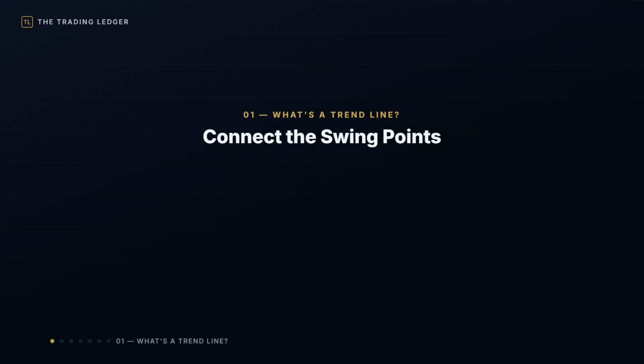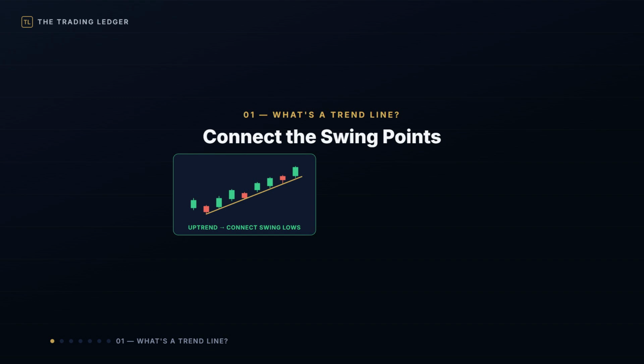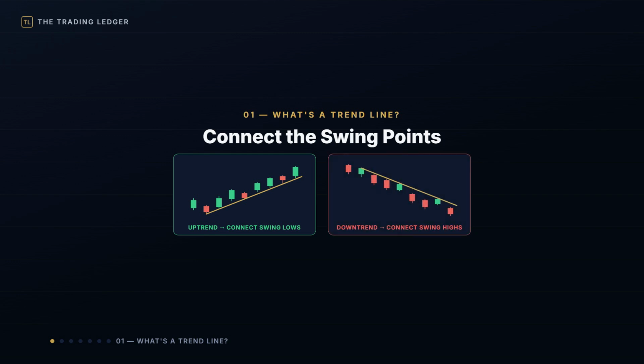A trend line is just a straight line connecting a series of swing points, the points where price clearly turned. In an uptrend, you connect the swing lows, the bottoms of each pullback. In a downtrend, you connect the swing highs, the tops of each rally. That's genuinely it. It's the same idea as support and resistance, except instead of a flat level, the level is moving, sloping up or down along with the trend. The line itself isn't magic. It's just a visual summary of the angle the market is currently respecting.